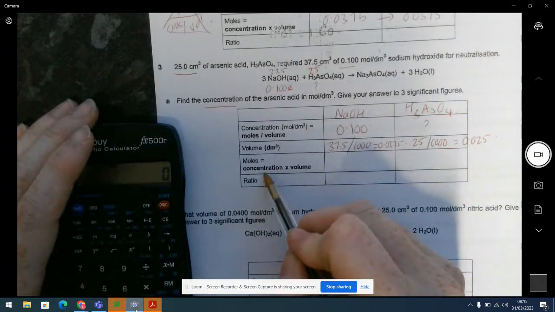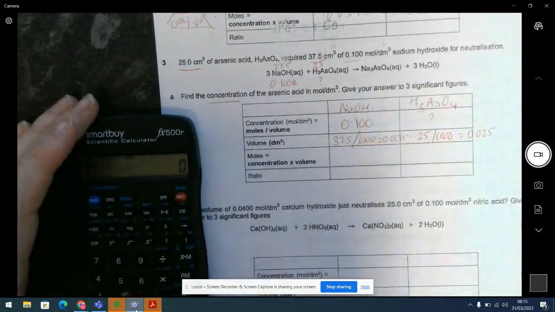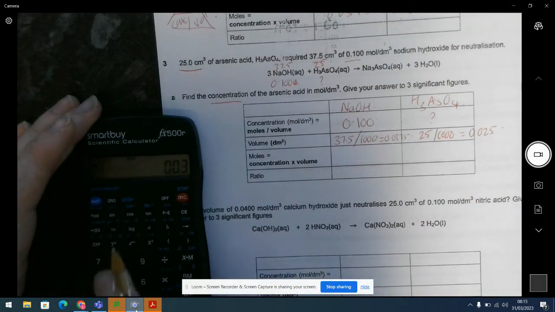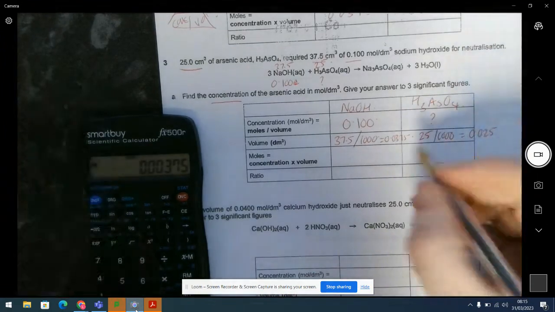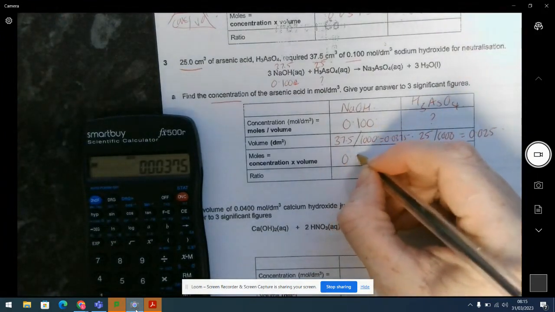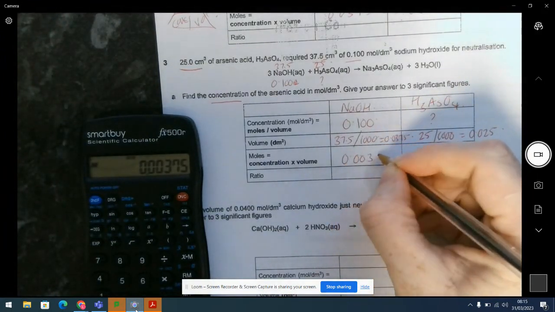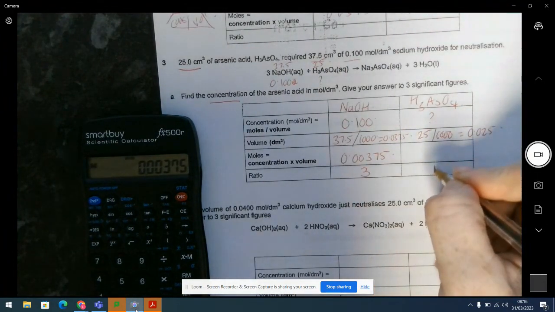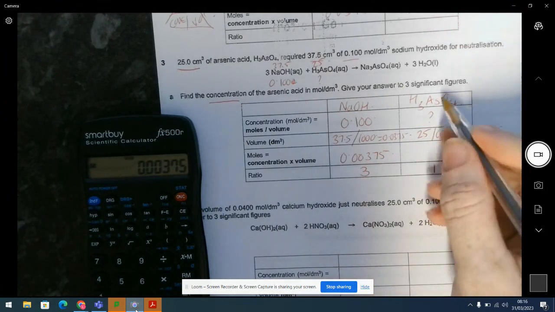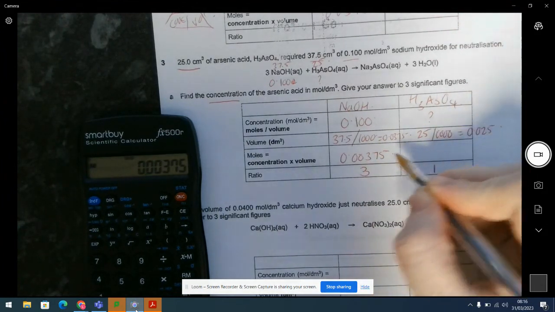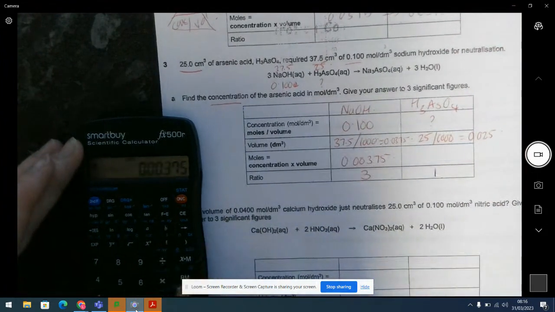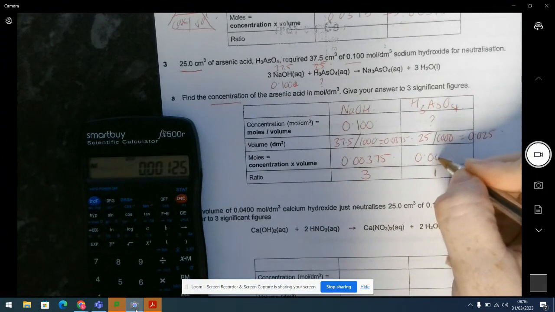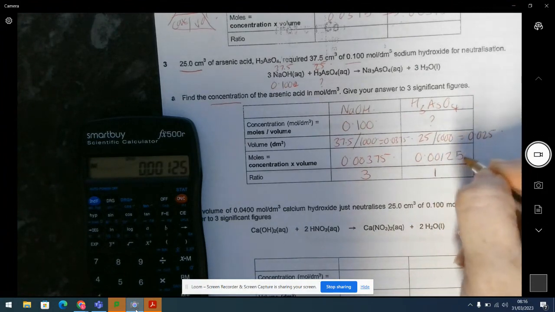So to work out moles, I do concentration times by volume. So I do 0.100 times by 0.0375, and that gives me a value for my moles of 0.00375. The ratio is 3 to 1. So for me to work out what arsenic acid's molar ratio would be, I'd have to divide that number by 3. And that would give me the value of 1. Okay, so just be aware that's what we're doing in this case here.